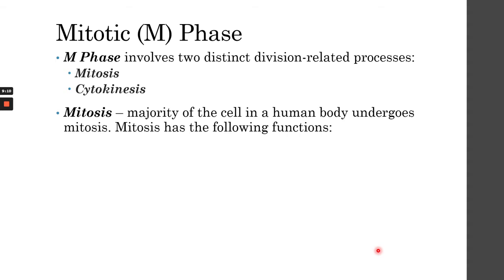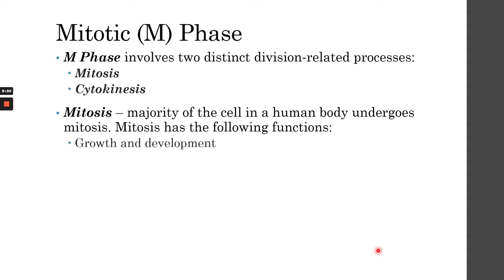So the majority of the cells in the human body undergo mitosis. Like I mentioned earlier, it is used interchangeably with mitotic phase. And most of the cells in the human body undergo mitosis except for two important cells, which are the gametes or the sex cells. And mitosis has the following functions. So why do we have to undergo mitosis?